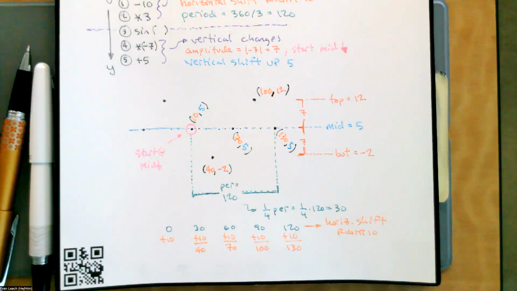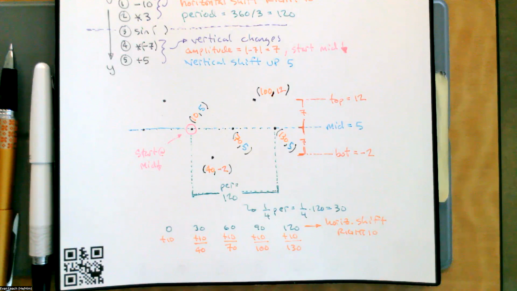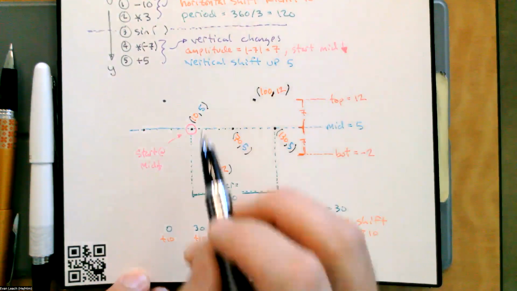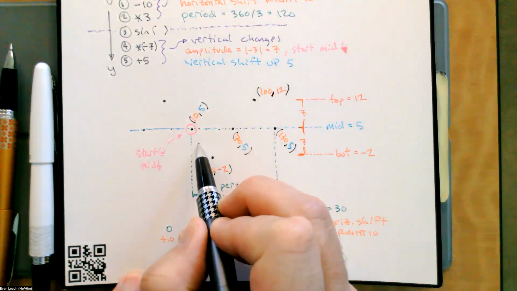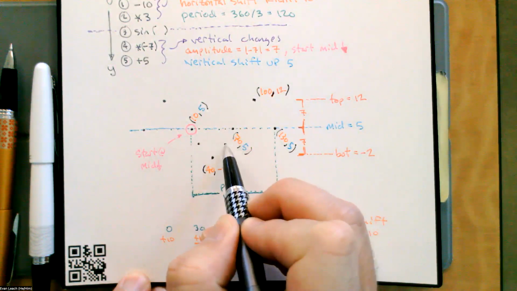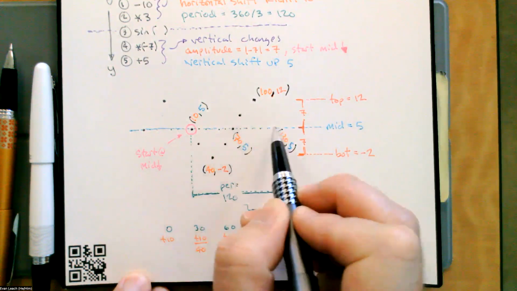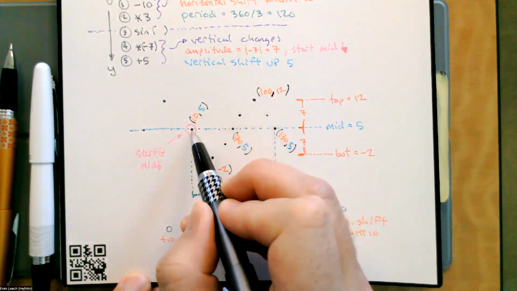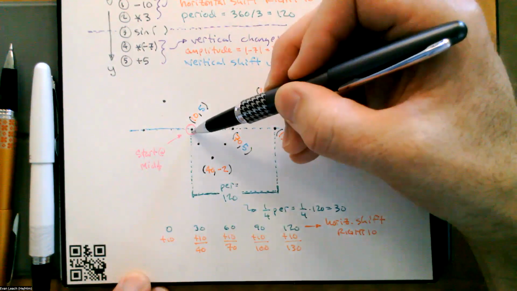Then we just have to connect the dots in a nice sinusoid. And we're just going to go a third off the middle for our halves. A third off the middle is at a half. And then that's how we're going to get our nice sine.